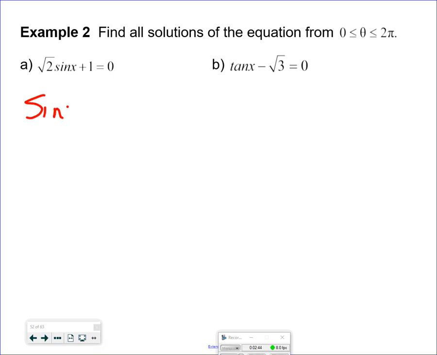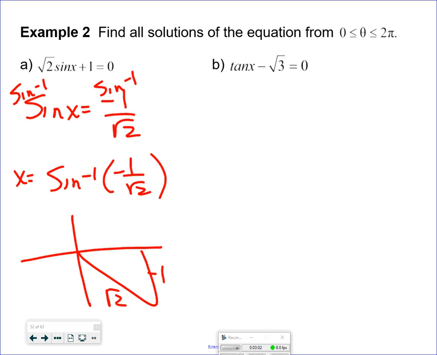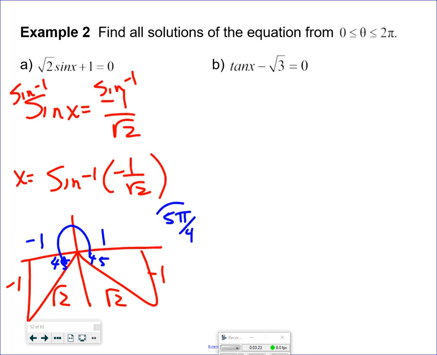Solve for the trig function. So I'm going to subtract 1 and divide by the square root of 2. And then I'm going to take the inverse sine. So the actual question that I'm asking here is, what is the inverse sine of -1 over the square root of 2? So I want the opposite side to be -1 and the hypotenuse to be the square root of 2. Find the missing side. So you're talking about 1, square root of 2, which is a 45-degree reference angle. So going around here, every fourth, going around that would be 5 pi over 4 in the third quadrant and 7 pi over 4 in the fourth quadrant.